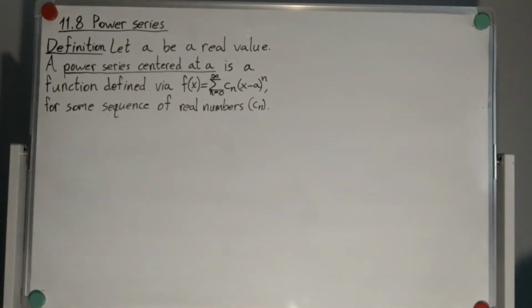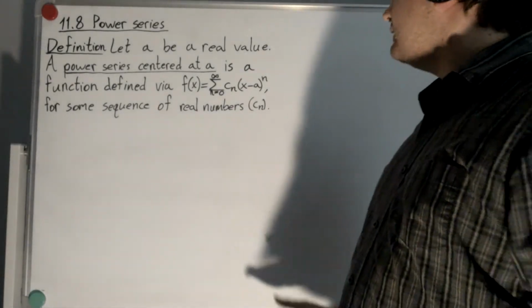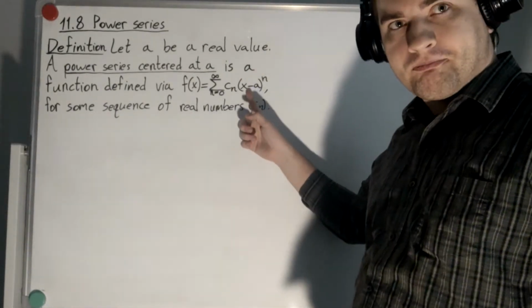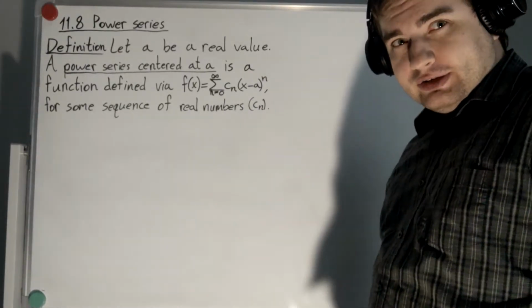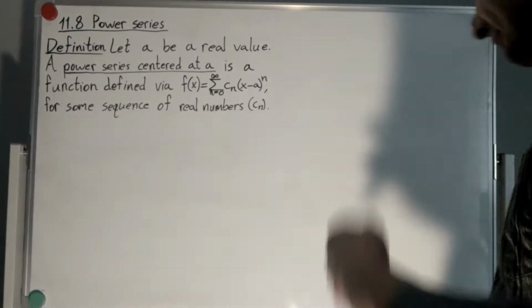Okay? And these Cn, these are constants. These don't depend on x. The only dependency on x is right here. These Cn's are called coefficients of the power series. All right?